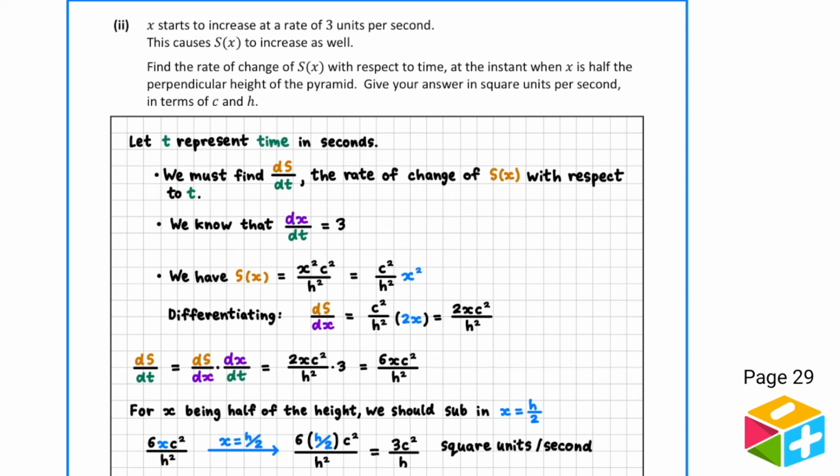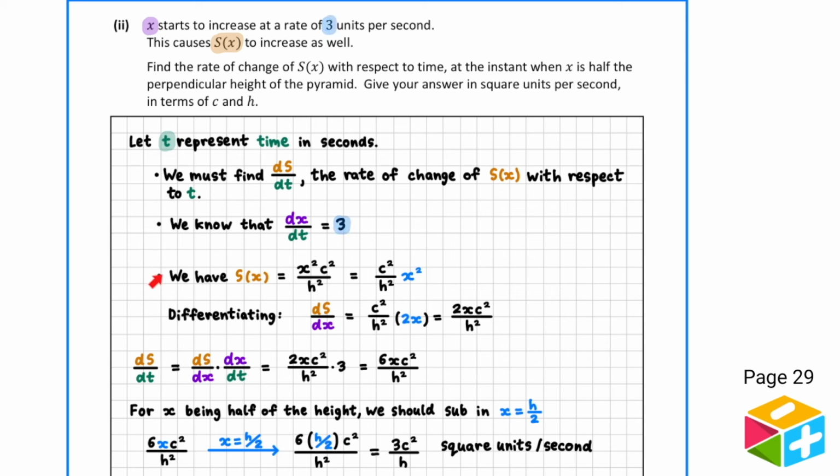This is a related rates question, and there's 3 quantities of interest here: x, s of x, and t, the time in seconds. We are asked to find ds/dt, the rate of change of s of x with respect to the time t. The first line in the question tells us that dx/dt, the rate of change of x with respect to t, will be 3.